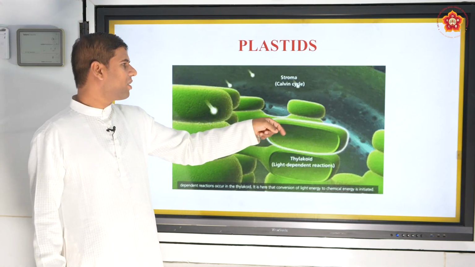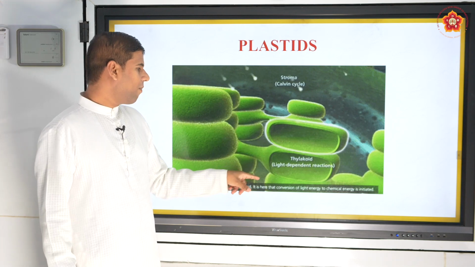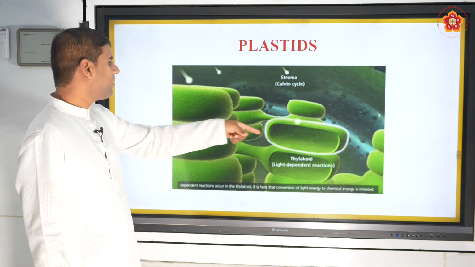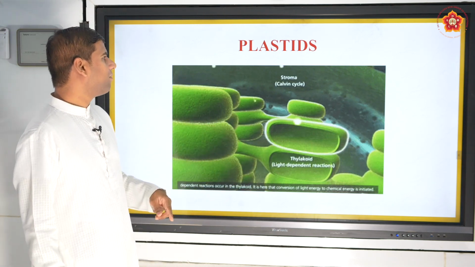That's a process which comes here. So the stroma, and they have the thylakoids. See, this is how it looks.